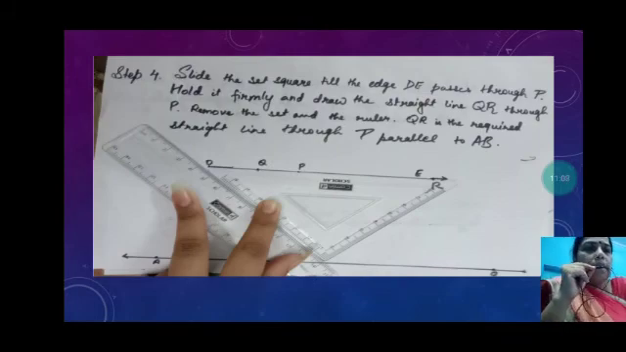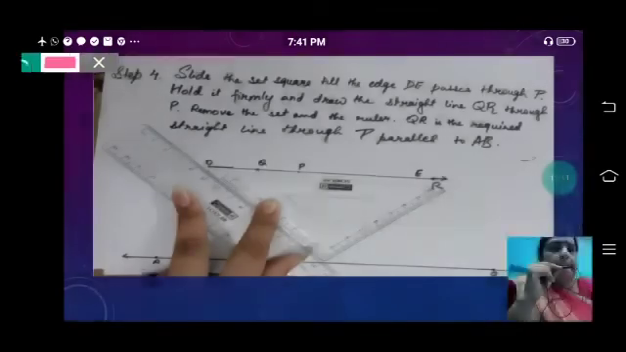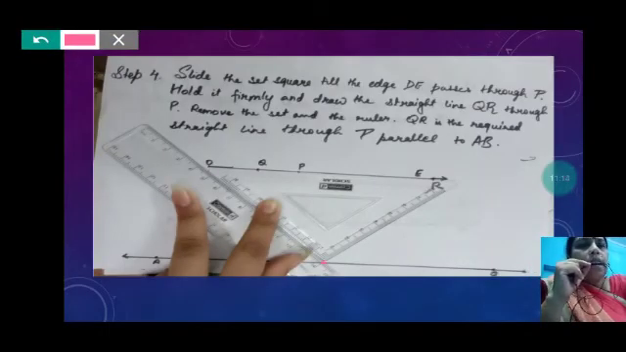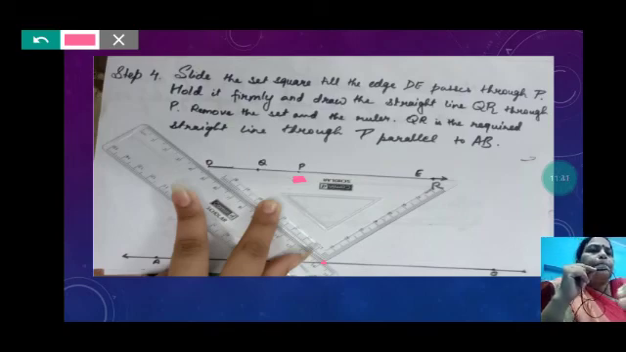So here, when I have taken the set square above AB, holding it firmly, then we have to draw the line. Now slide the set square till the edge DE passes through P. This is the point P, and you have to slide it upward from downside till the edge DE passes through P. Now it passes through P. Hold it firmly and draw the straight line QR.